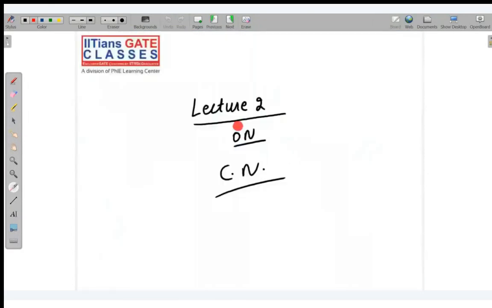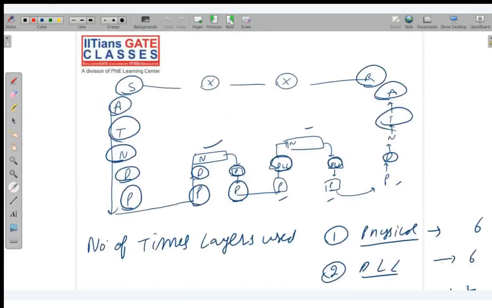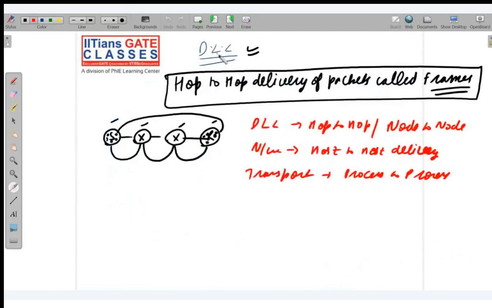Yes, so hello everyone, this is lecture 2 on computer networks, and we are going to start the functionality of the data link layer. Data link layer works from hop to hop. Hop to hop delivery of packets is done by the data link layer, and at the data link layer the name of the packet is called frame. So we will simply say hop to hop delivery of frames is the responsibility of the data link layer.